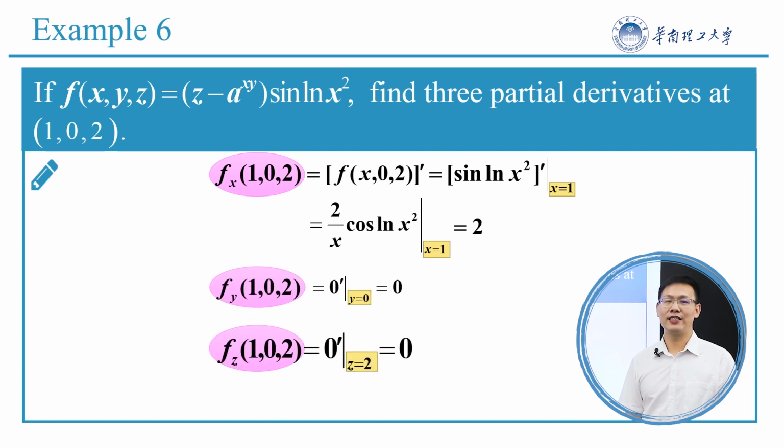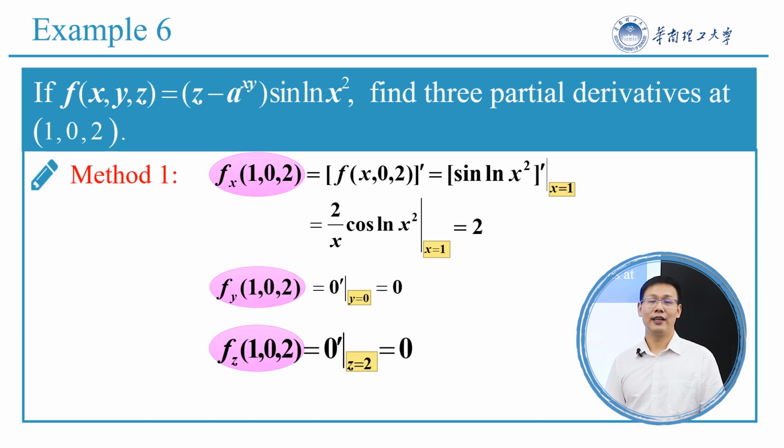Similarly, we can find the other two partial derivatives with respect to y and z respectively. This is an easy method. Any other method? In fact, in order to find fx(1, 0, 2), we can calculate the partial derivative of f with respect to x first, then put the coordinates (1, 0, 2) in the partial derivative.